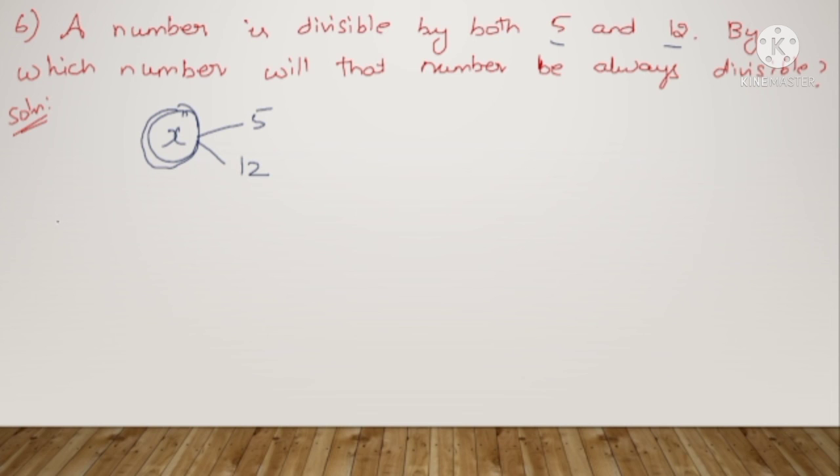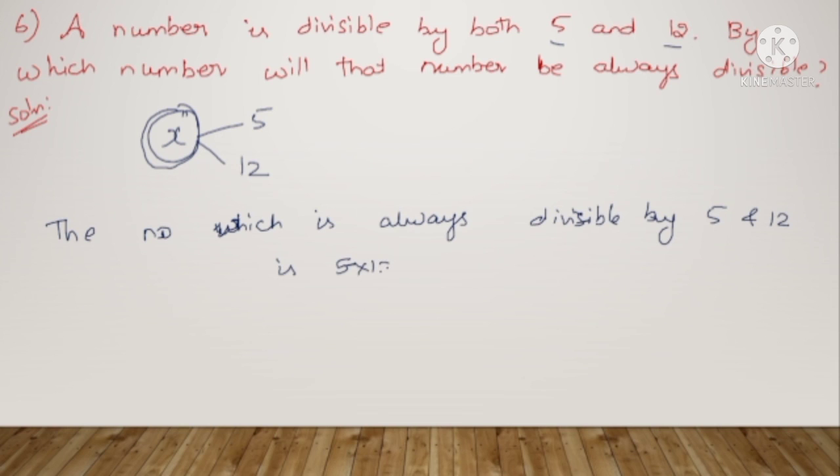So here, what will be the answer? Can you guess? A number that should be divisible by both 5 and 12. So 5 into 12 gives 60. So the answer is 60. So 60 is the number that will make x divisible. Okay, so the answer is 60. So this is the answer for sum number 6.